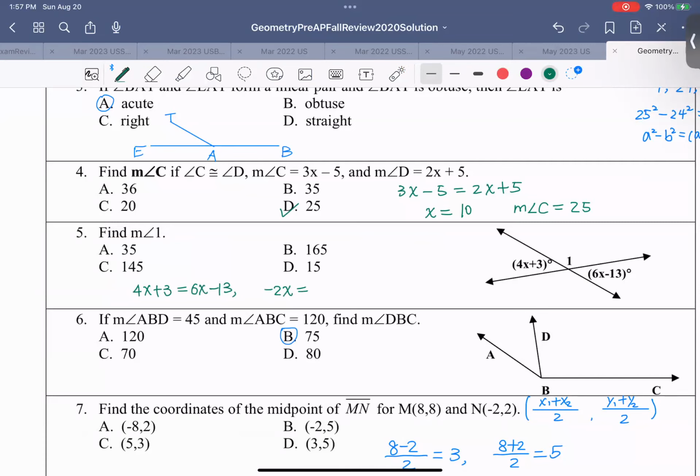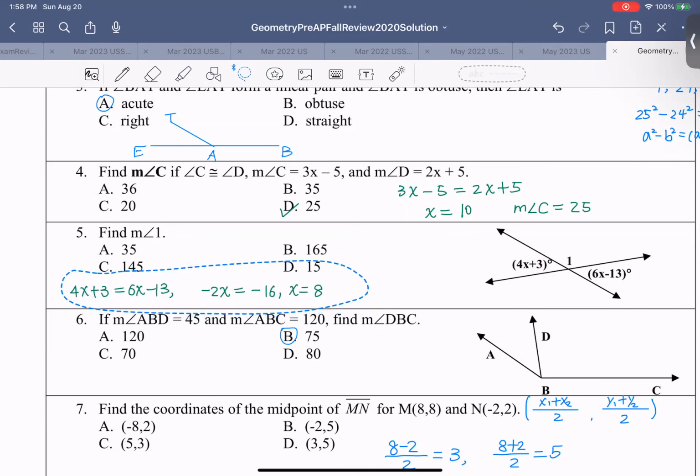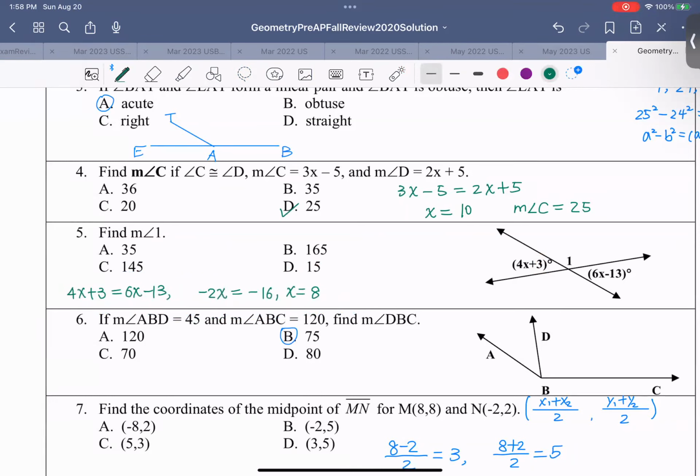Negative 2x equals negative 16. So x becomes 8. Good. And then you will plug it in to get here, okay? So 4 times 8, 32 plus 3 equals 35. Good. And then the supplementary angle will be?